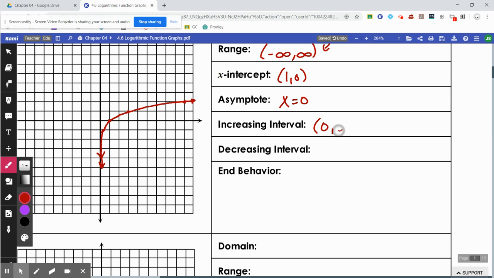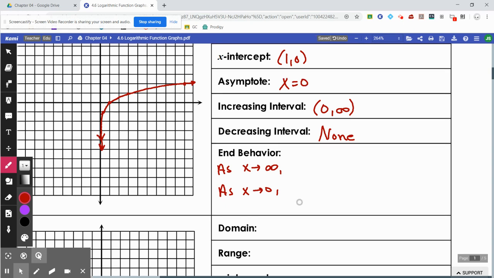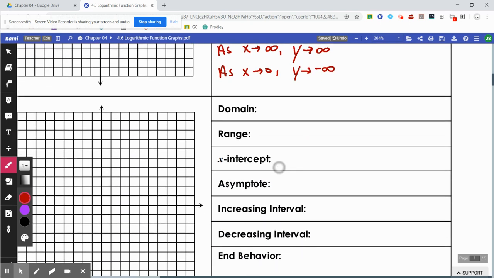However, we're going to put from 0 to infinity because my graph does not exist to the left of 0. My decreasing interval, this does not decrease. Next up, my end behavior. As we go to the right, my graph goes uphill. And then we're not approaching negative infinity because we can't; we can only approach 0 because we don't go any further to the left of that. So as we approach 0, my graph does extend downwards forever.